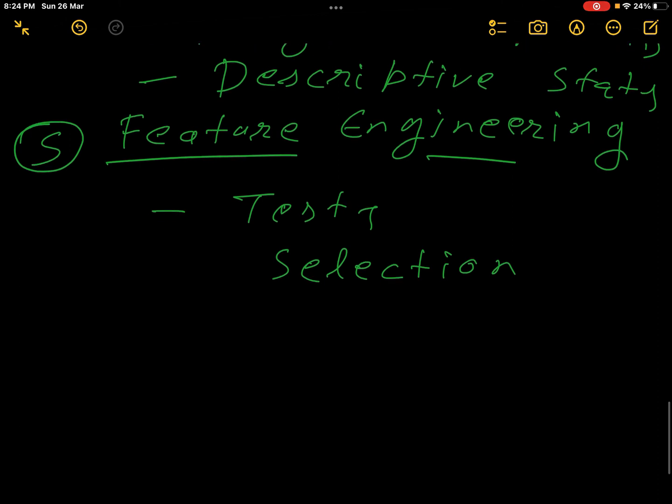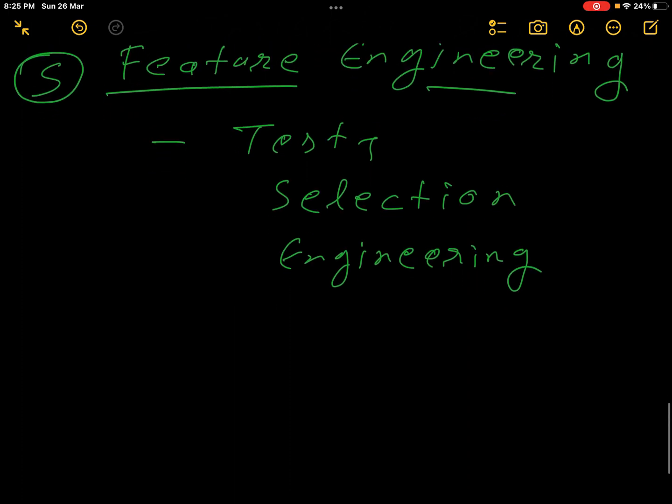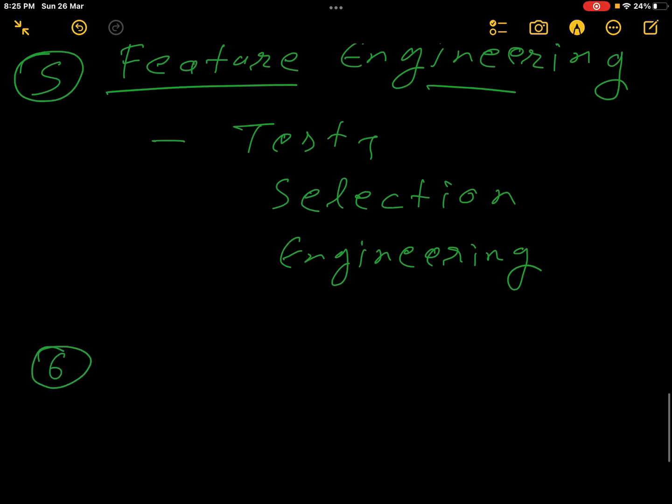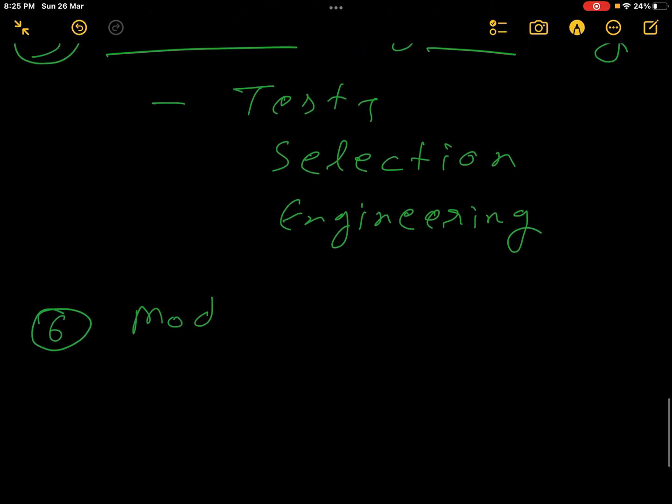And then engineering: come up with a new feature from the existing features so that they can be helpful in predicting the target variable that we want to generate. So it itself is a big topic which has to be covered separately. Once we do the feature engineering, the next important step is model selection.